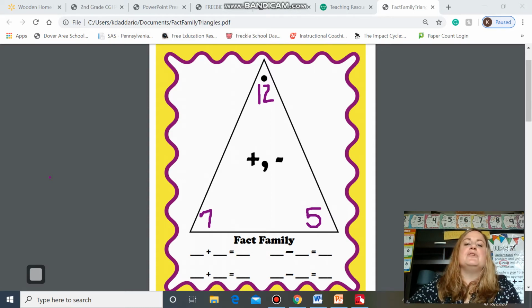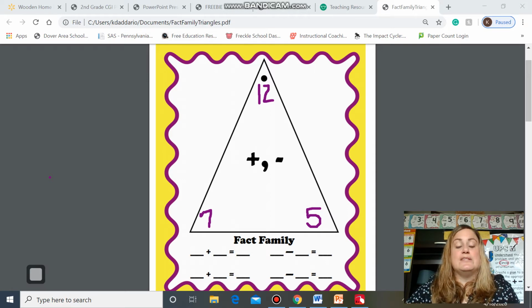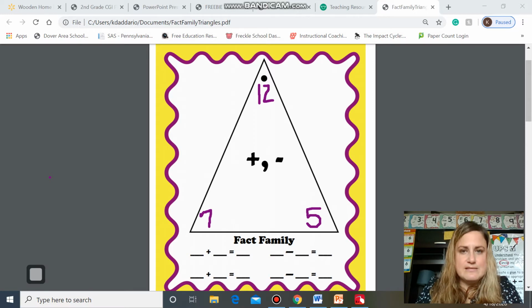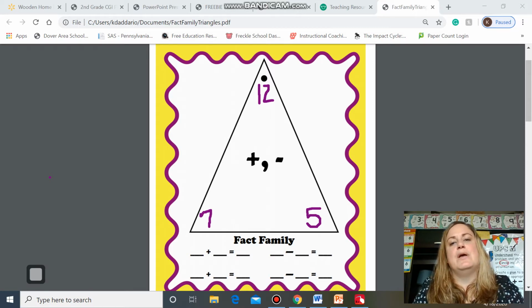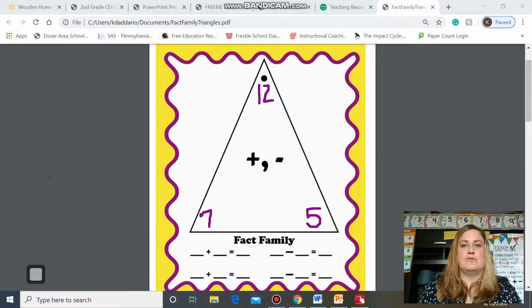So on my screen, you will see my fact family triangle, and I have a dot at the top of my triangle, and that symbolizes to me that I need to have my biggest number in my family at the top. And I know some of you in your classrooms have been calling it your daddy, the daddy number, which also works, if that makes sense to you, because we're talking about a family. So if we have the daddy or the mommy at the top of the triangle, that is our bigger number.